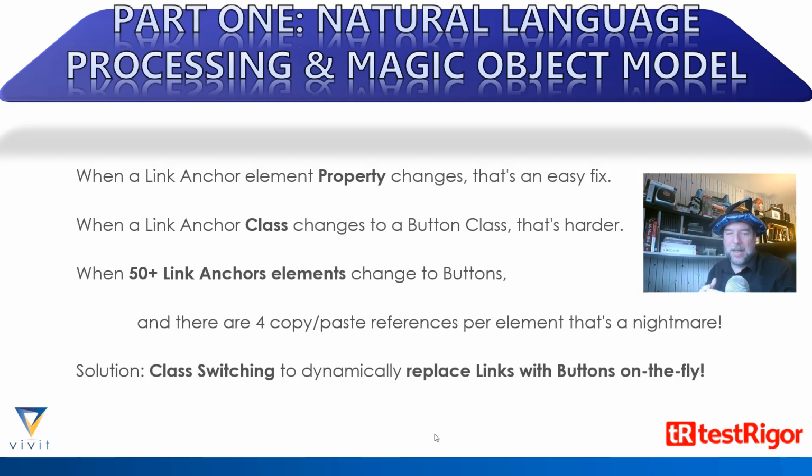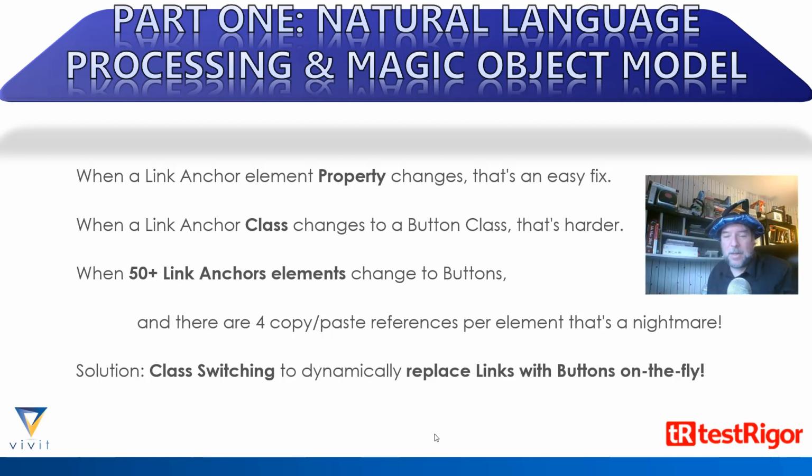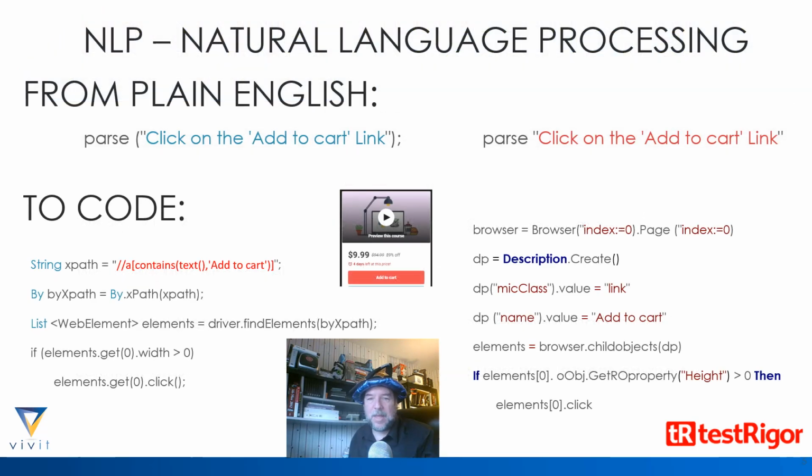So when they found that there were about 50 links that had been changed, we were thinking we were going to have to add another element as a button element and then find every reference to that button element. That's like 200 lines of code to go fix. That is going to be a nightmare. That would have taken us, we estimate, about 2 days' worth of maintenance. That would have been a killer. So I came up with this idea of class switching, which is to dynamically replace a link with a button if you couldn't find the link in the first place, and just do that on the fly.